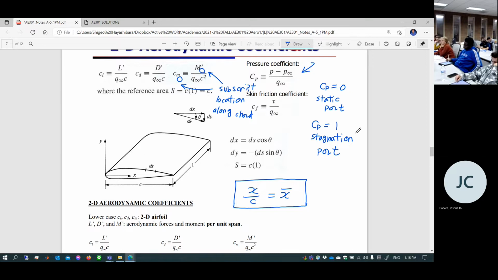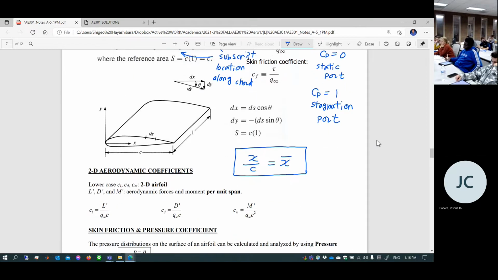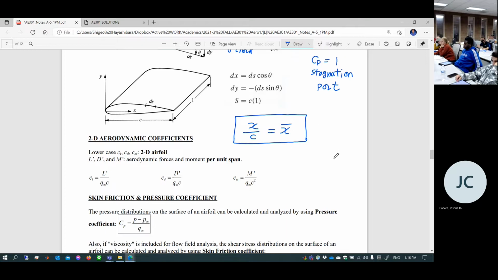Go ahead. Is the leading edge all the way on the left side? This is the leading edge. That's where 0 is. X over C is 0 at the leading edge. X equal to 0 at the leading edge. Yeah. Okay. Any other question?